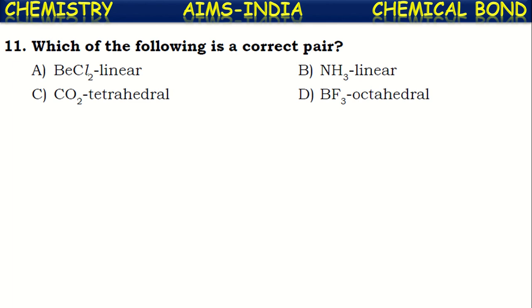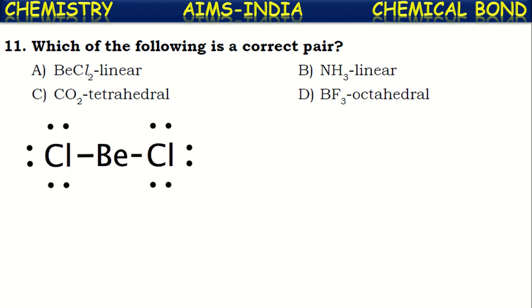If you see the first one, BeCl2, the central atom is beryllium. It has two bond pairs of electrons without any lone pairs, and hence we can say its shape is linear, because both the bonds will try to attain maximum distance from one another, and hence they will be in a linear shape with a 180 degree angle.